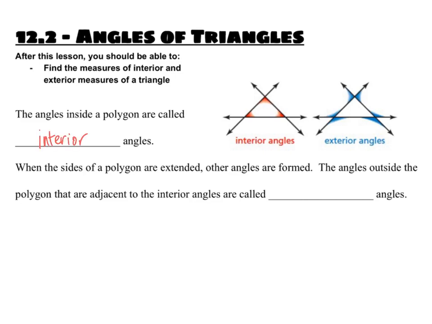When the sides of a polygon are extended, like in this picture up here, if you keep drawing these lines out further, you get extra angles formed. So these angles outside the polygon that are adjacent, remember adjacent means next to, the interior angles, this would be adjacent, this would be adjacent. Those angles here that are shaded in blue, those are called exterior angles.